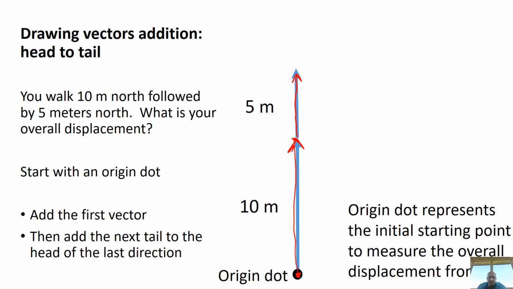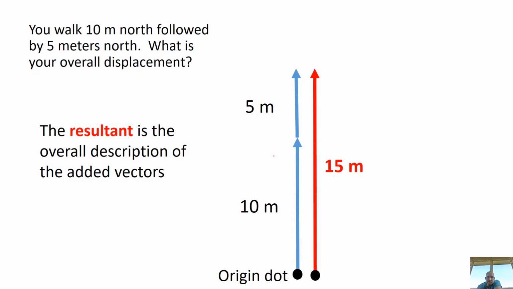If you take a look at the head of the last arrow, the tail of the new arrow, or the next direction I go, starts from the end of the head of the previous one. And now the resultant is the overall. So when I take a look, if I went 5 meters forward and 10 meters forward and 5 meters forward, I'm going to end up going 15 meters forward. In this case, forward was north. So we're just adding them together.